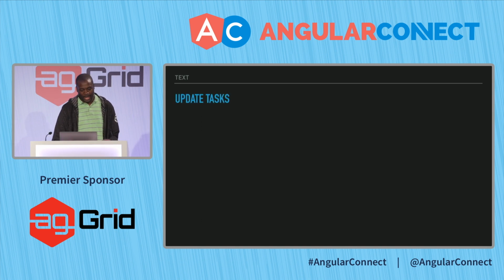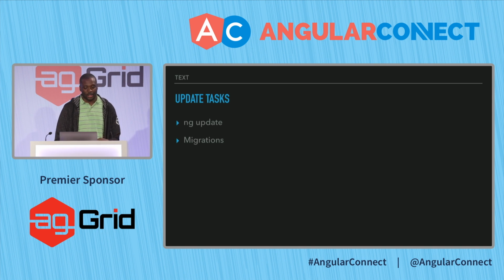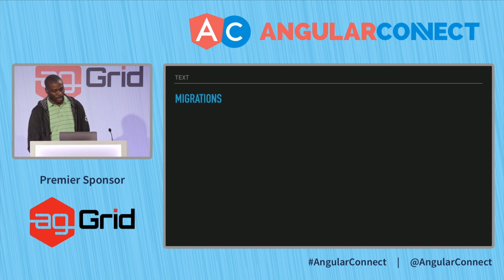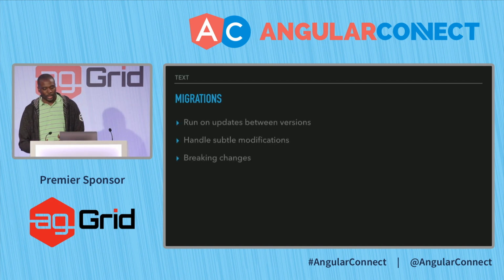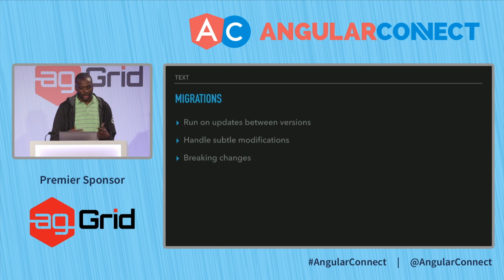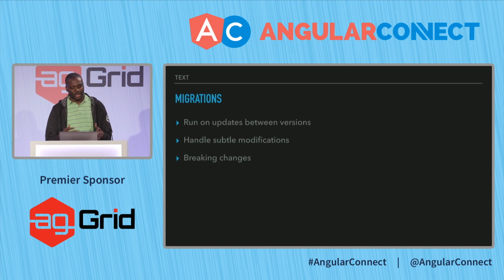There's also update tasks. These are just similar to ng-update. When you run ng-update using the Angular CLI, behind the scenes, it runs migrations that are defined in your library. So migrations are run between matched versions. They handle subtle modifications and updates to your library that may not be breaking changes, but they also help you transition your code base from one major version to the next. And that may include breaking changes.